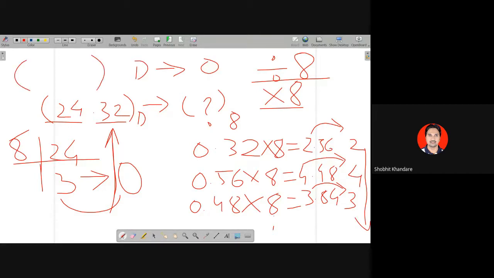The final answer is 30 octal point, and what is the integer part? Integer part is 243. Integer part is 243 and base is 8. This is your answer.